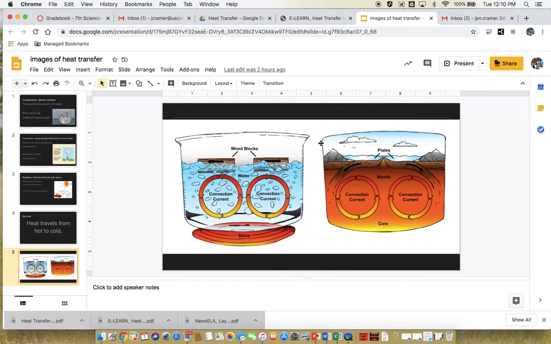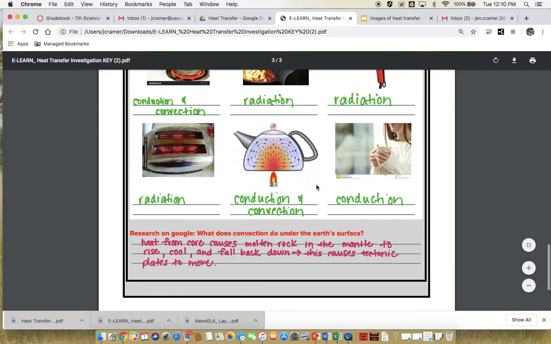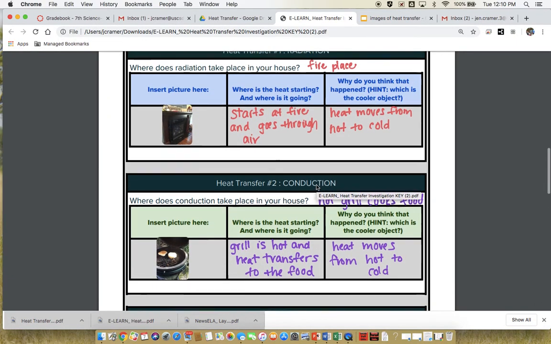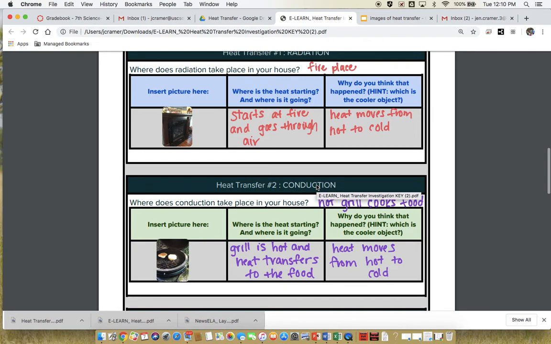I hope that helped you understand part of the heat transfer lab, and we're looking forward to some more investigations with convection and the layers of the Earth.